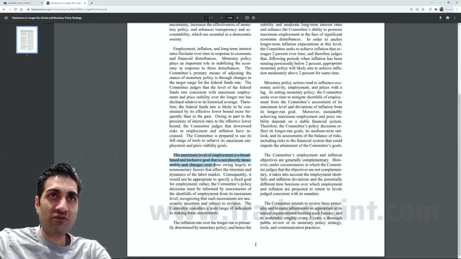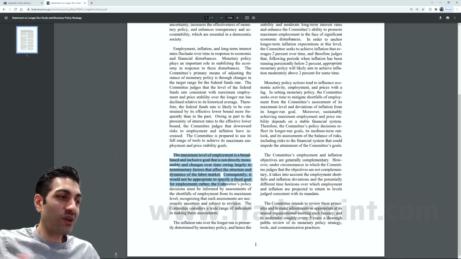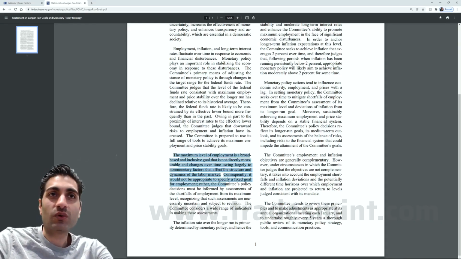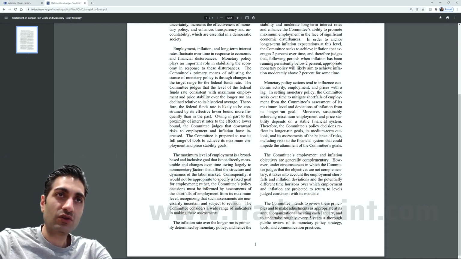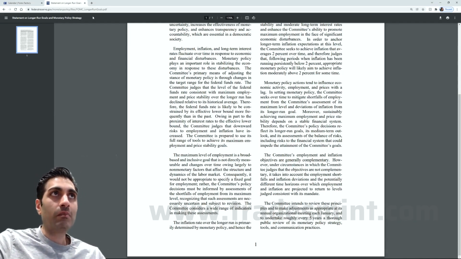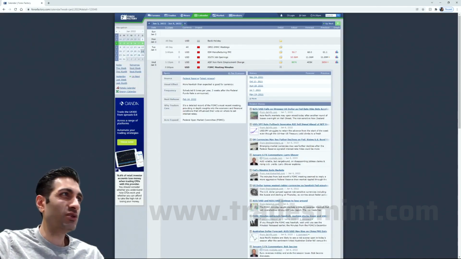The maximum level of employment is a broad-based and inclusive goal that is not directly measurable. Okay, so there's no number that they need to hit. It changes over time owing to non-monetary factors that affect the structure and dynamics of the labor market. And obviously there'll be things going on structurally in the labor market that will change what they perceive to be maximum employment. But I kind of have my own. I use a bit of common sense and my experience working with institutional traders.